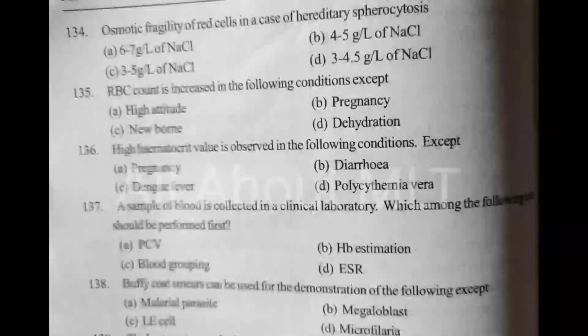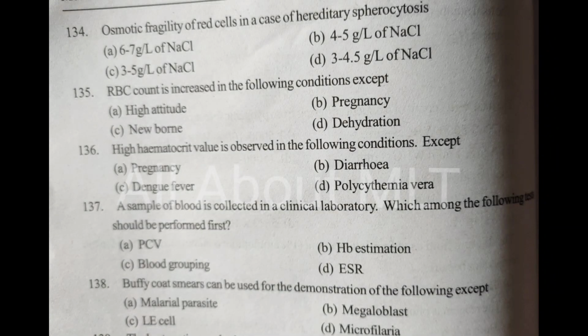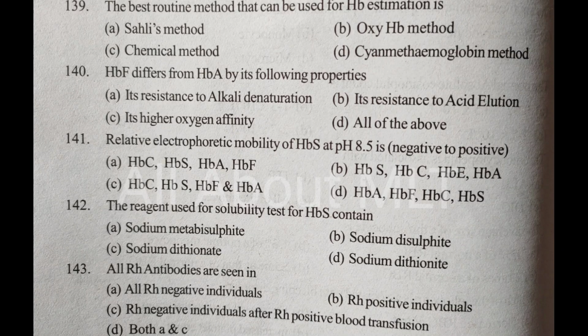Buffy coat smears can be used for the demonstration of the following except option A malarial parasite, option B megaloblast, option C LE cell, option D microfilaria. And the answer is option D microfilaria. The best routine method that can be used for hemoglobin estimation is option A Sahli's method, option B oxyhemoglobin method, option C chemical method, option D cyanmethemoglobin method. And the answer is option D cyanmethemoglobin method.